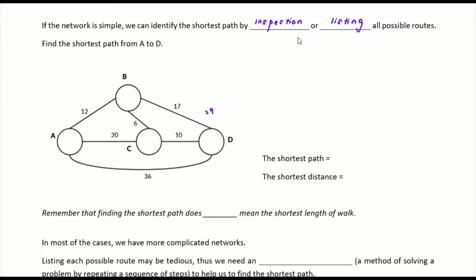So this is what is called by inspection, which means that you are just looking at the path and, using some mental calculation, you should be able to get it. But the other way that you can try is listing all the possible routes.